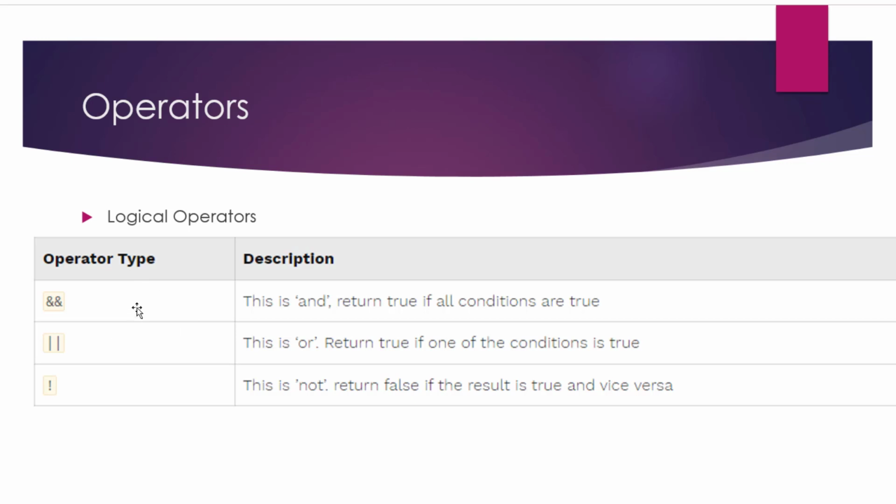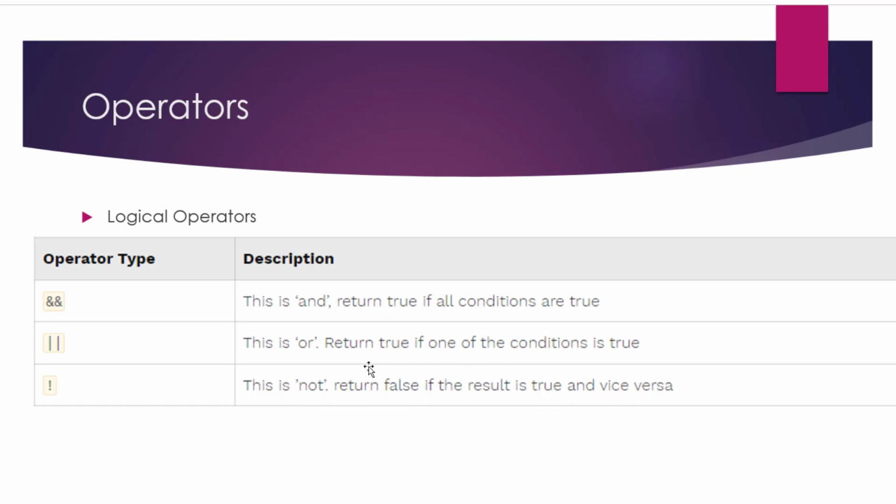There are three types of logical operators: and, or, not, right? First of all, let me see and. It returns true if all conditions are true, right? Or returns true if one of the conditions is true. Last one is not. It returns false if the result is true and vice versa.